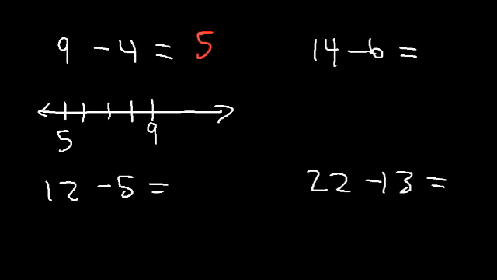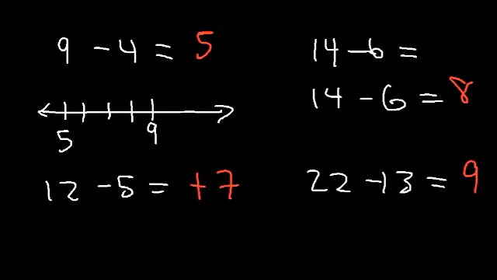So 14 minus 6, if you don't see that correctly, it looks like this. 14 minus 6 is positive 8. And 12 minus 5, that's positive 7. And 22 minus 13 is positive 9. So you can use the number line to check your answers, or if you have a calculator, you can use that too. But it's always good to do mental math.